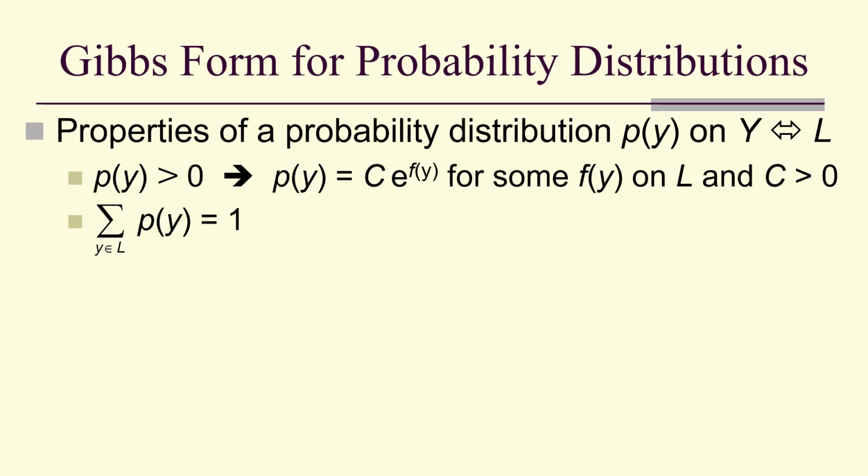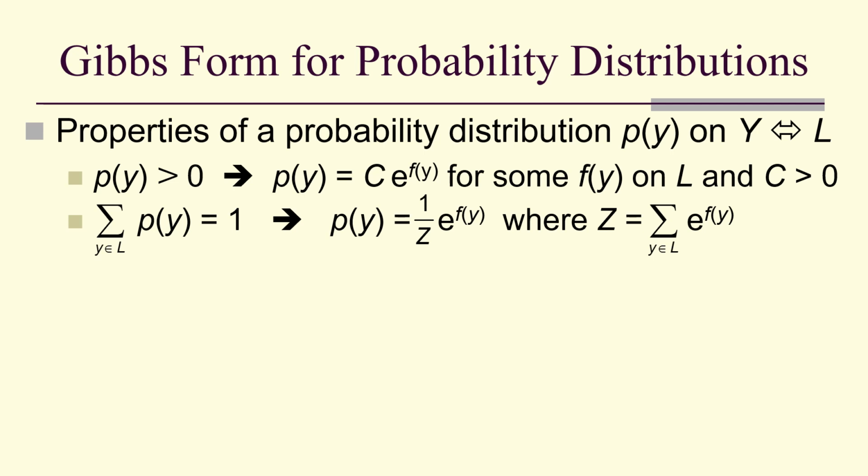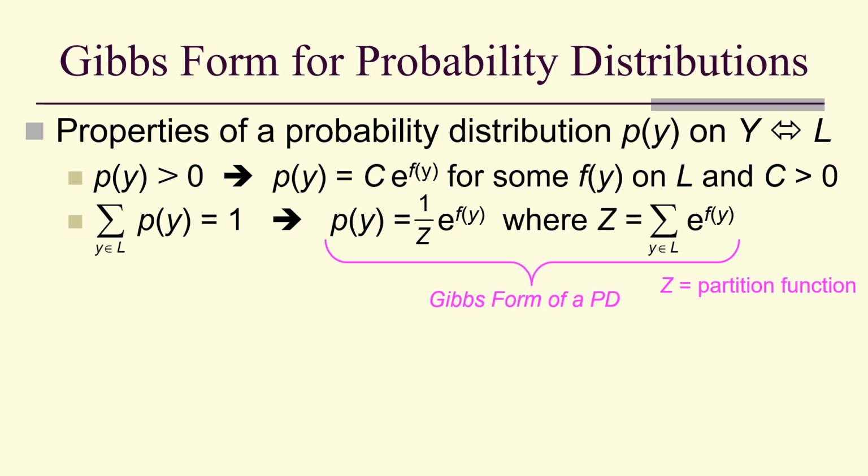So that means when we sum and get the sum of p sub y equals 1, that's equivalent to saying p sub y is 1 over z e to the f of y, where z is the sum over the y's of e to the f of y. And this is what's known as the Gibbs form of a probability distribution. And z is called the partition function.